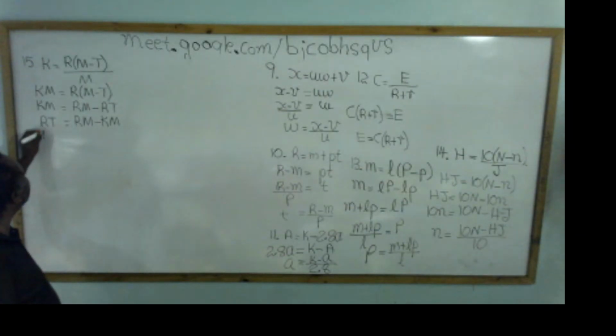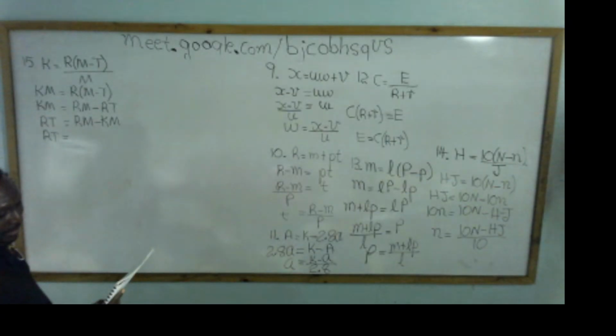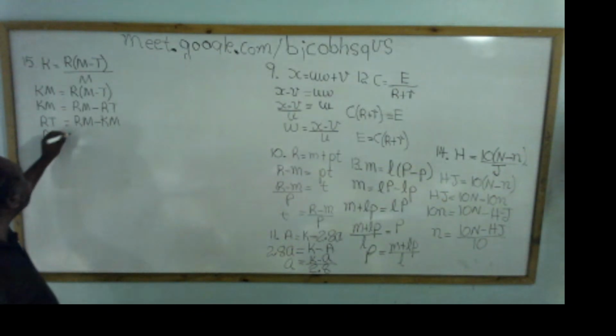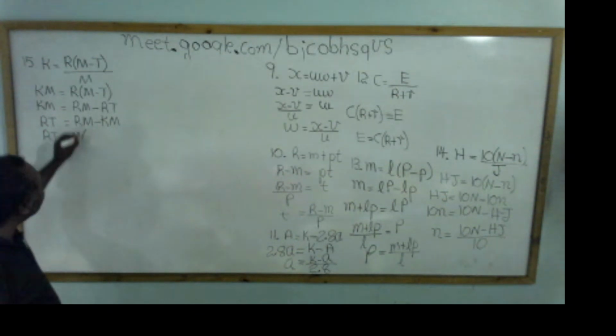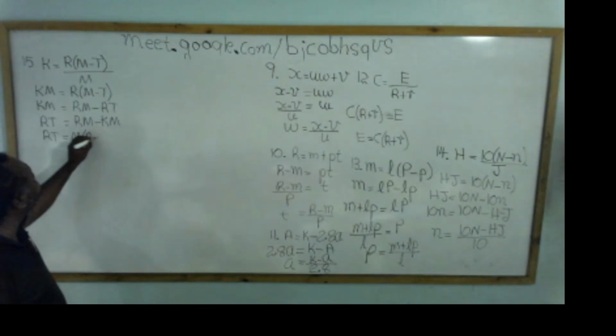So RT is equal to, now that we have more than one occurrence of the proposed subject, what do we do? We just factorize, taking a common factor of m. Now we just have one occurrence, and we have r minus k.